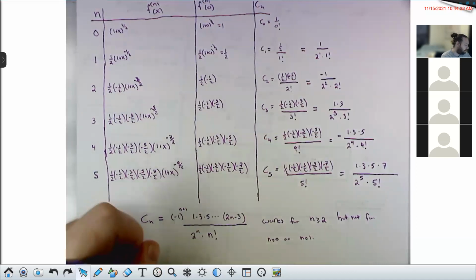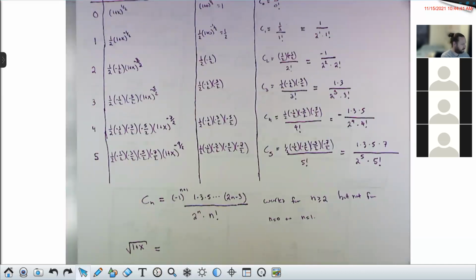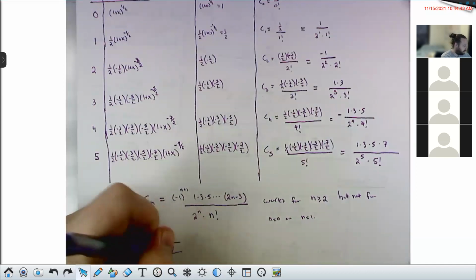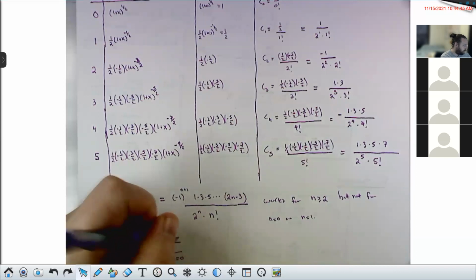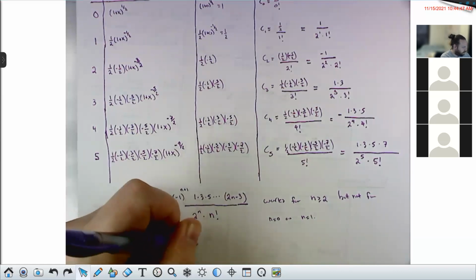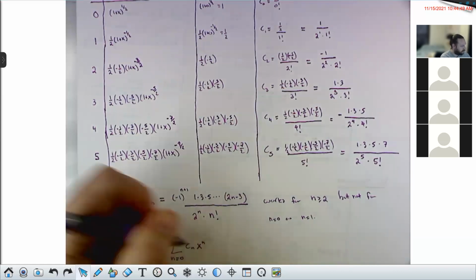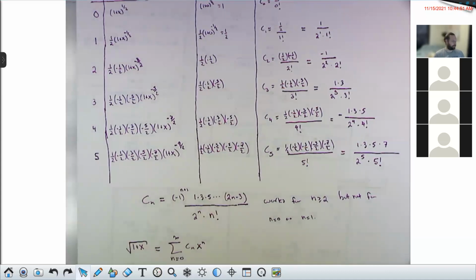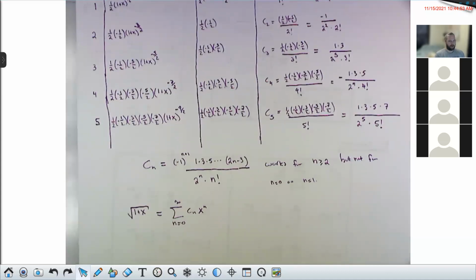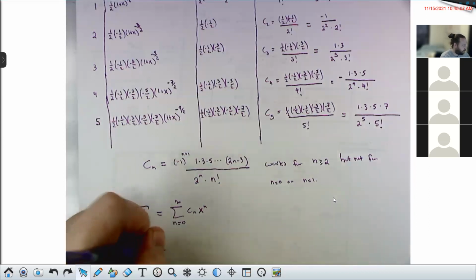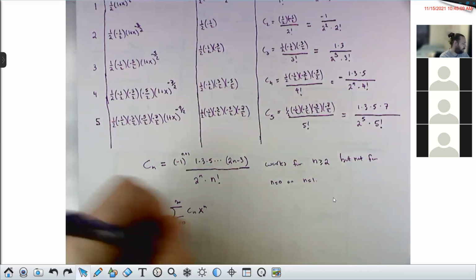Well, I can say that my function is definitely, by Taylor's formula, sigma n from 0 to infinity, Cn x to the n. And for n greater than or equal to 2, I have a nice formula for Cn. But for n equal to 0 or 1, that formula doesn't work. So what we do is we pull out those first two terms.